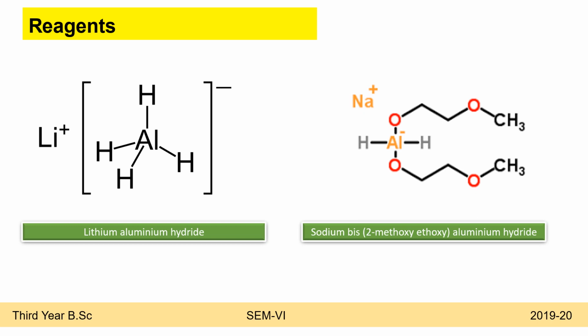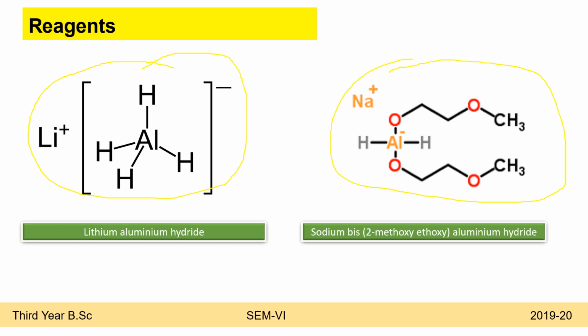The next reagent, the second reagent, is lithium aluminum hydride or Red-Al. Here you can see the structure of both. The first structure belongs to lithium aluminum hydride, and the second structure belongs to Red-Al, which has the IUPAC name sodium bis(2-methoxyethoxy)aluminum hydride.